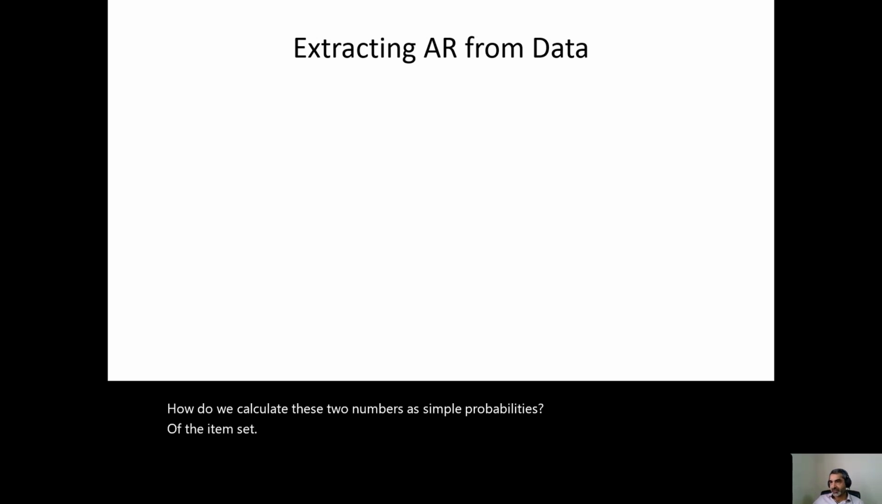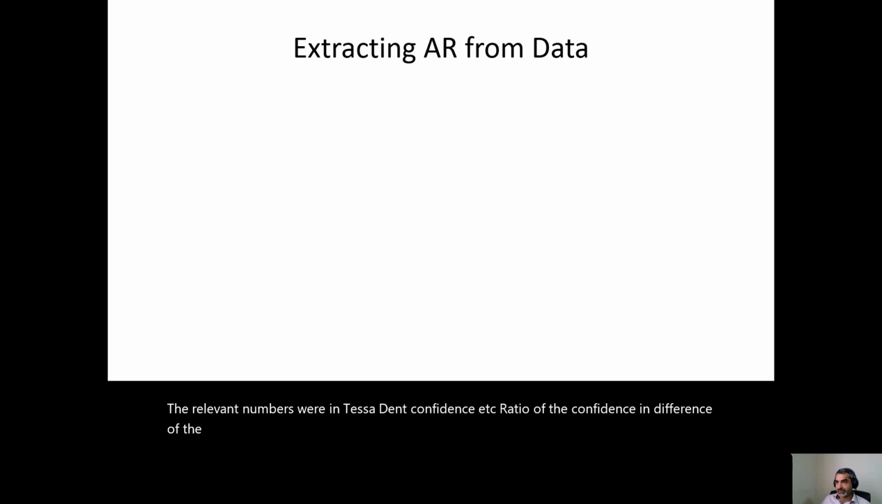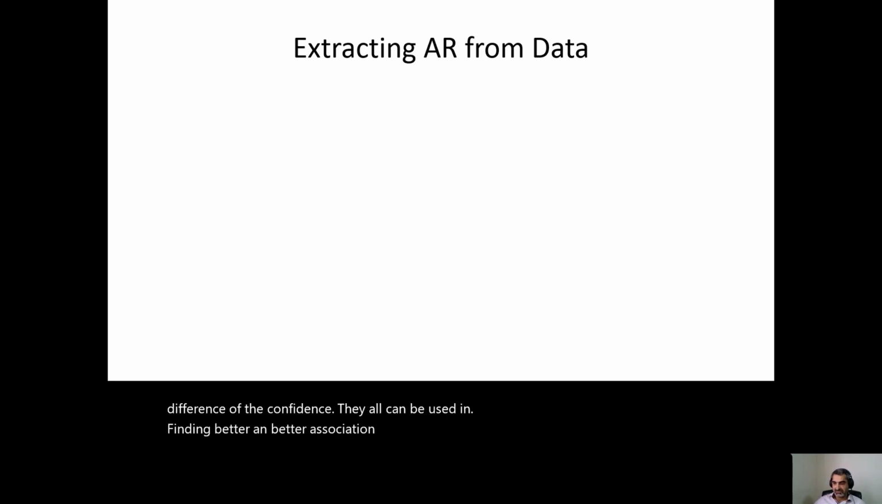Their relevant numbers were antecedent confidence, the ratio of the confidence, and the difference of the confidence. They can all be used in finding better and better association rules out of hundreds of rules. Which ones to act on, we will use these numbers to filter and get the best ones out.